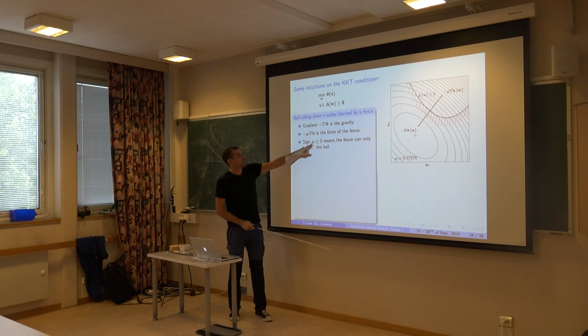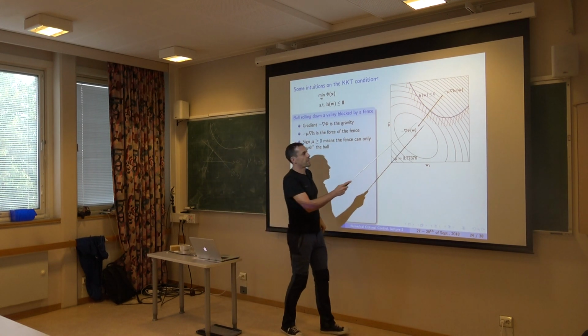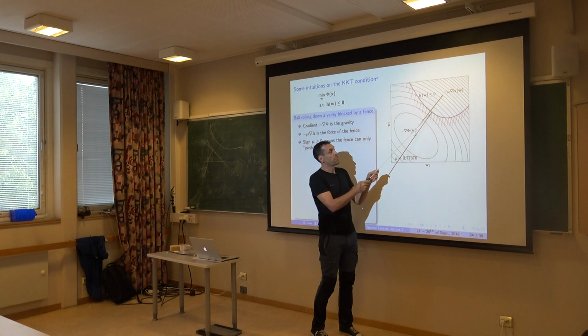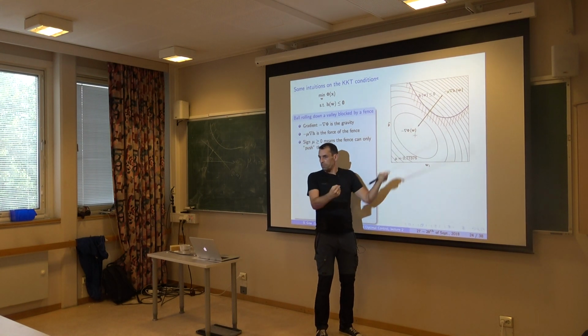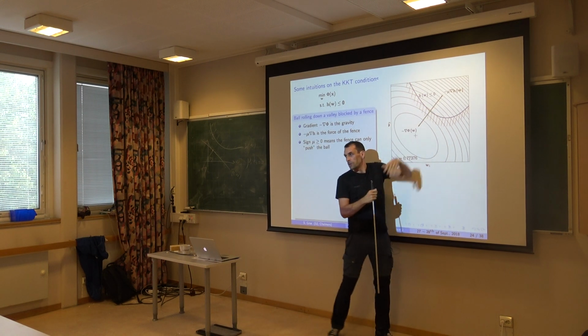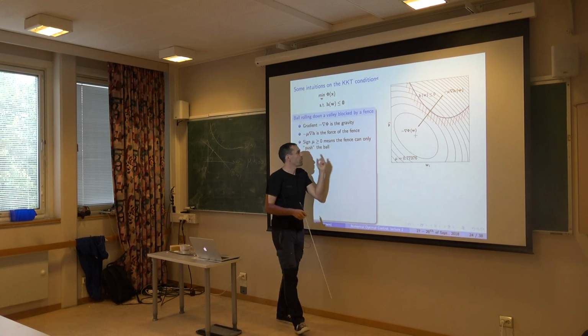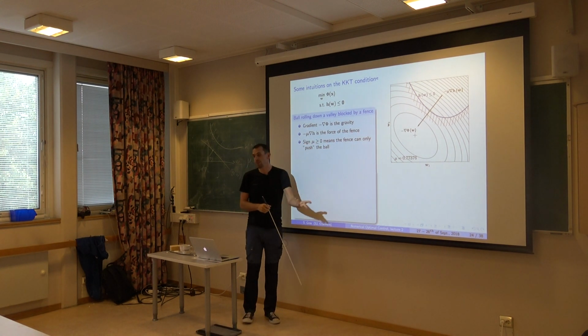Yeah, that also explains why you have a sign on the mu. Essentially, the sign on the mu is saying that the fence can only push back. It cannot pull the ball. So if you were to shift the slope the other way around, the fence would not block the ball. It would let it go, right? So the mu positive means the fence can only push back.